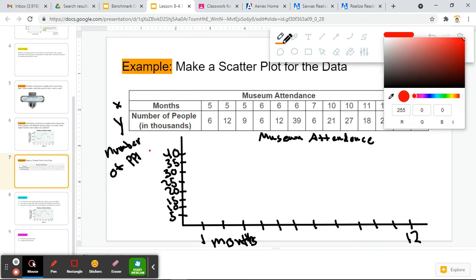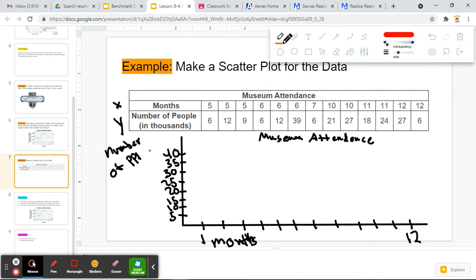Now let's go ahead and plot our points. So again, since our months are going for our x sides, we could just go ahead and make these points here. So at 5 months, we have 6,000 people in attendance, so that would be the point 5, 6. So go over to month 5, 1, 2, 3, 4, 5, and we'll go up to 6,000 people, which would be approximately right here. Next, also at 5 months, we have 12,000 people attending. So still at month 5 here, we're going to now go up to 12,000.